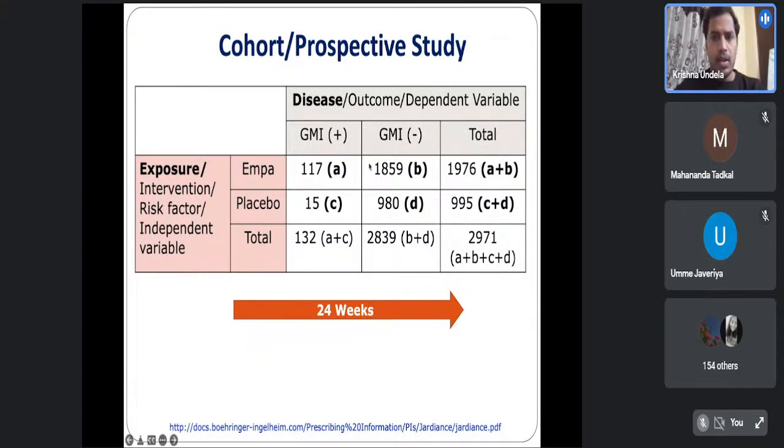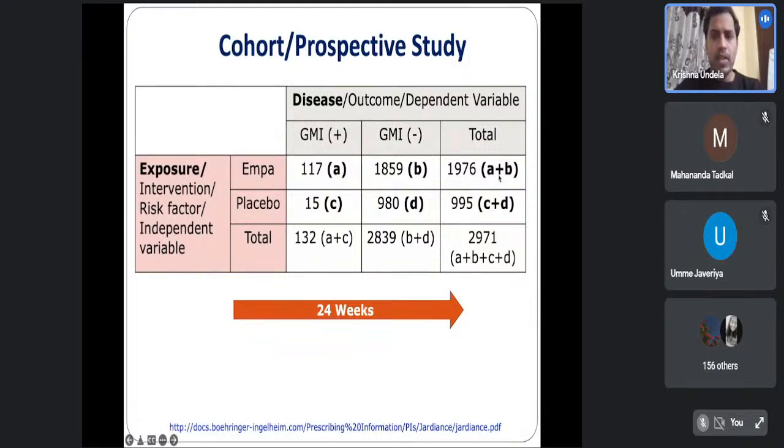We have given some coding here: A, B, C, and D. Always the exposure group should be on top and then the control group. Always outcome positive should be first and then outcome negative. That should be standard in case of a 2 by 2 table. Then you can give the coding of A, B, C, D.